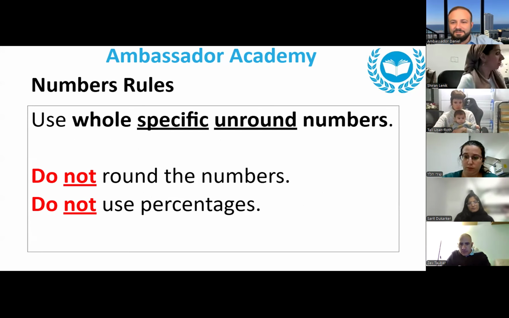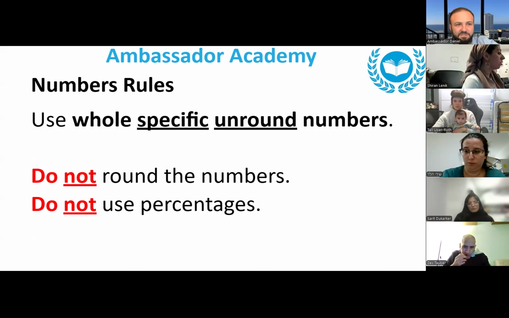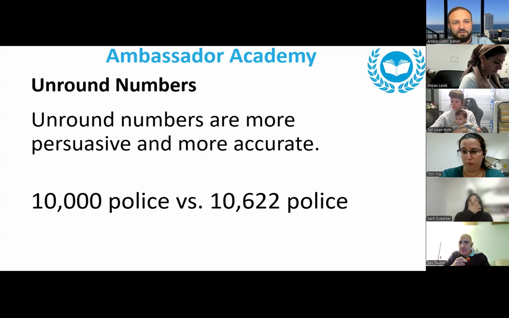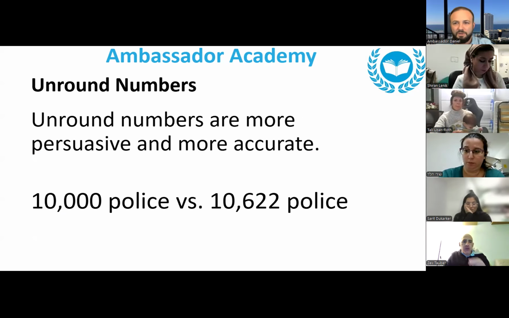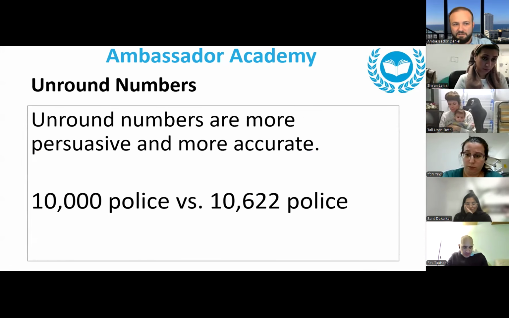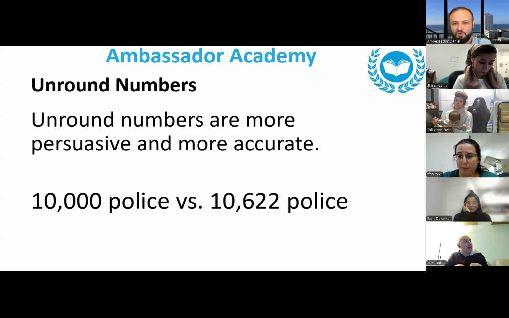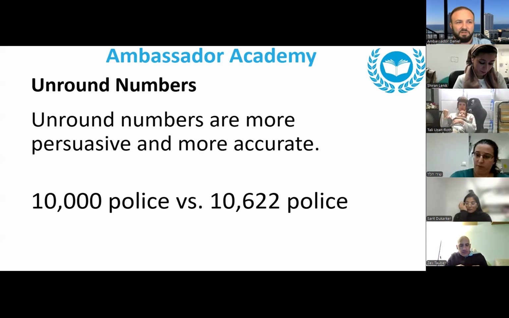Okay. So specific, round numbers. I would say in the beginning, just trust me on this, but we'll give some rationale. First of all, unround numbers are more persuasive and more accurate. Think about it. We naturally round out numbers. Too many zeros slide through our mind. 10,000 police versus 10,622 police. One I looked for, the other one I'm guesstimating. That's not the result that we want.